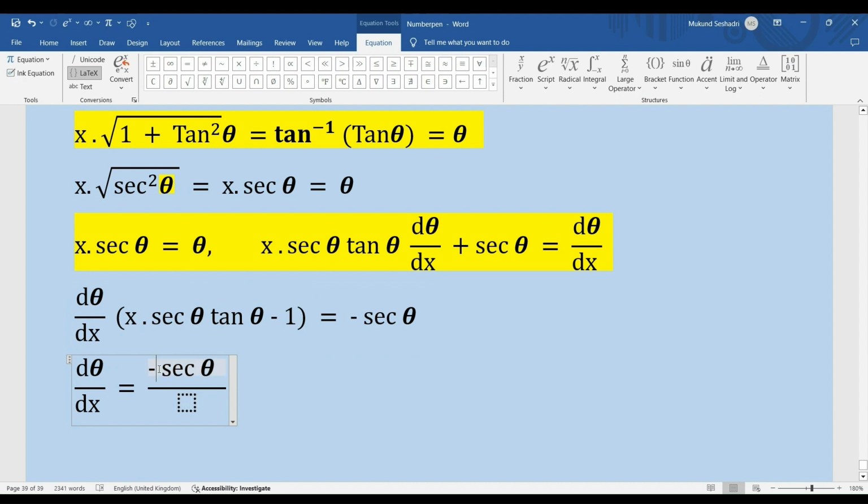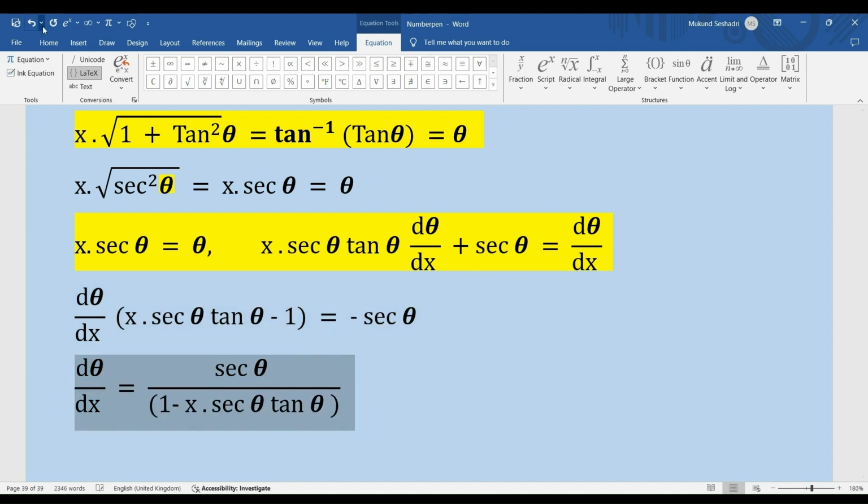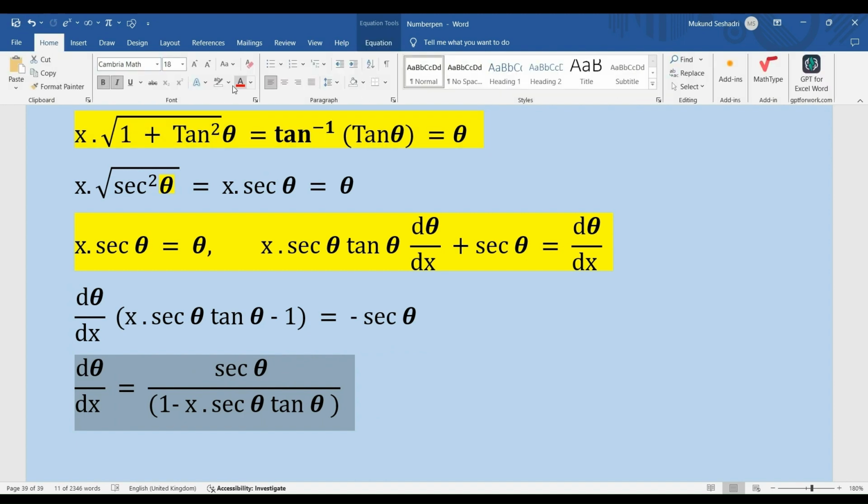Or let's write it like this. I remove this negative sign and then I write this as 1 minus x times secant theta tan theta, right? So it doesn't change our expression. So that's all we have with respect to d theta by dx. And let me highlight this in yellow, right? So we have our d theta by dx, which is equal to secant theta divided by 1 minus x times secant theta tan theta, right?